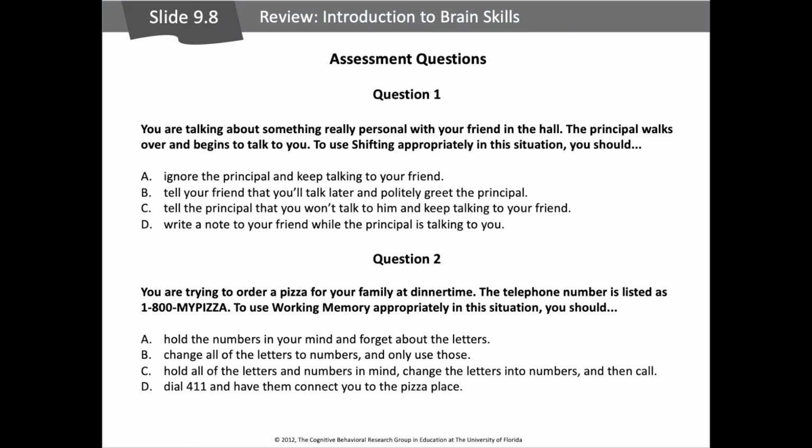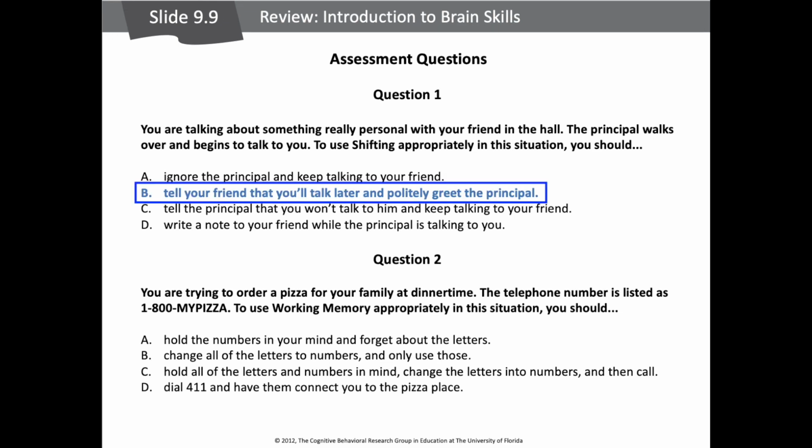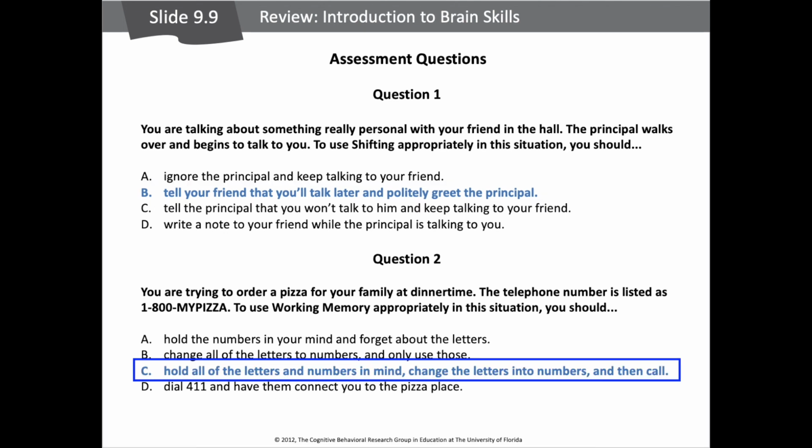For question 1, if you selected B, you are correct. Shifting means to think flexibly and to change how you were thinking about something. For question 2, if you selected C, you are correct. You are using working memory to hold many pieces of information in your mind at once.